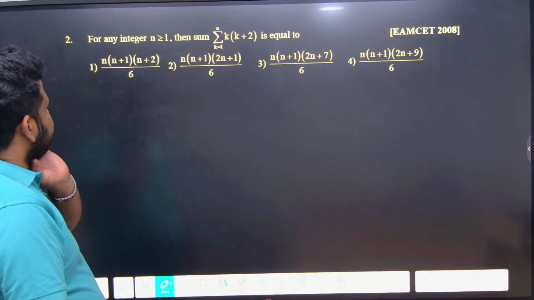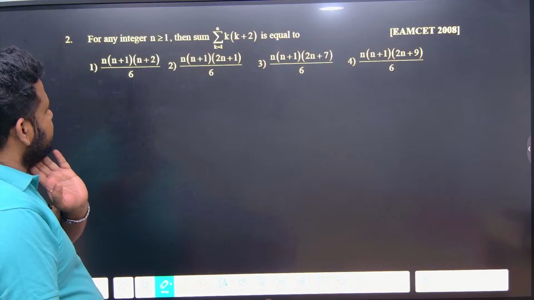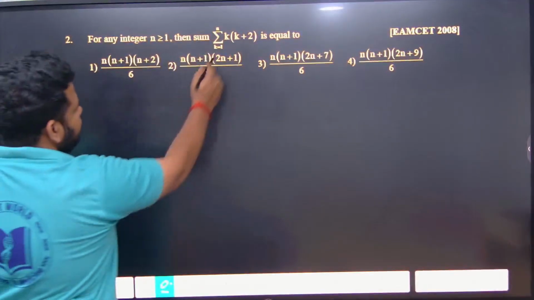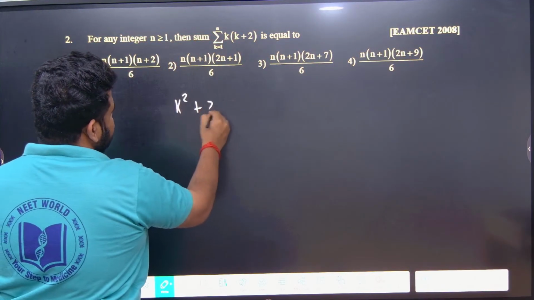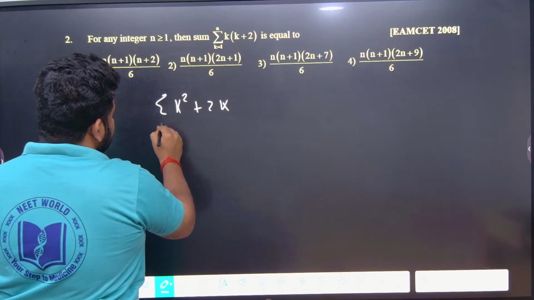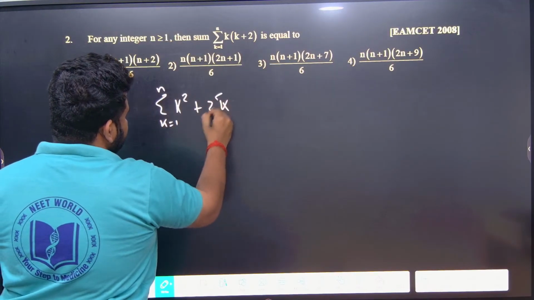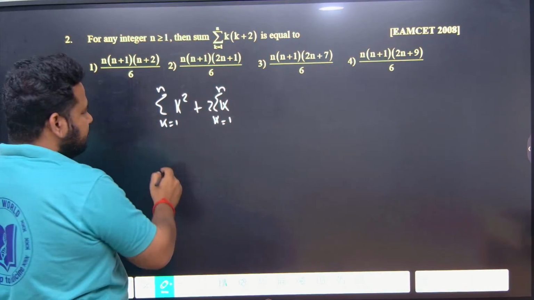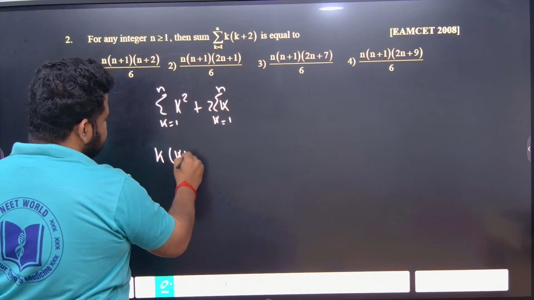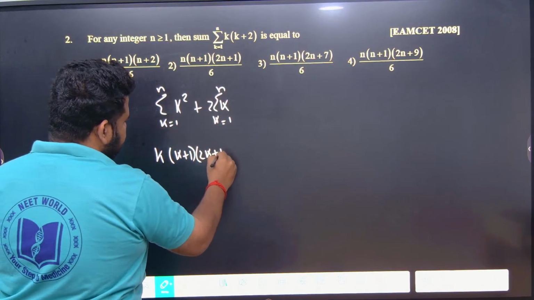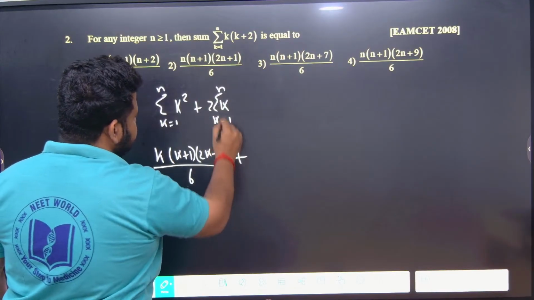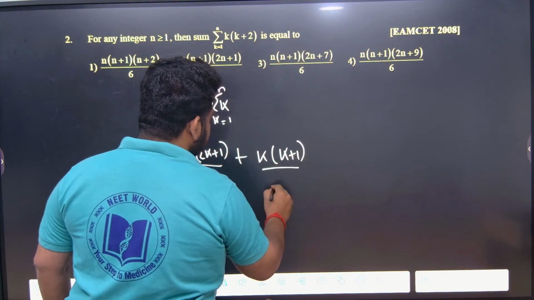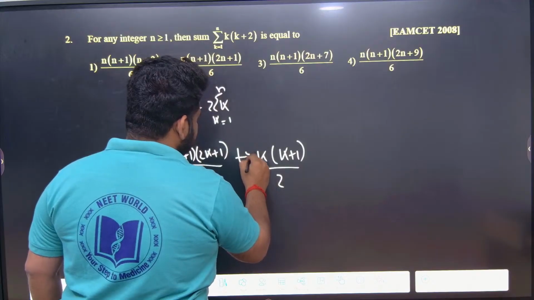So see here they have given, for any integer n greater than or equal to 1, sum k equal to 1 into k into k plus 2 is equal to what? So for this what I can do, if I multiply, I will get what? k square plus 2k. Apply summation, k is equal to 1 to n. Okay, so k square means what? Sum of squares of the terms, I can write it as k into k plus 1 into 2k plus 1 by 6. Up to n terms means this I can write as k into k plus 1 by 2, this 2 will remain as it is.